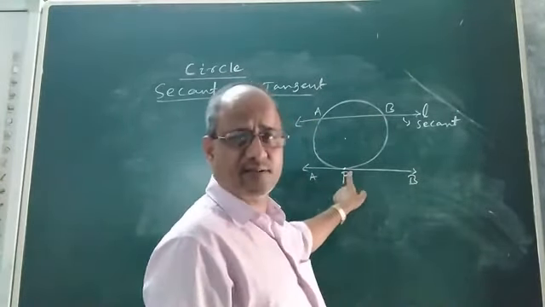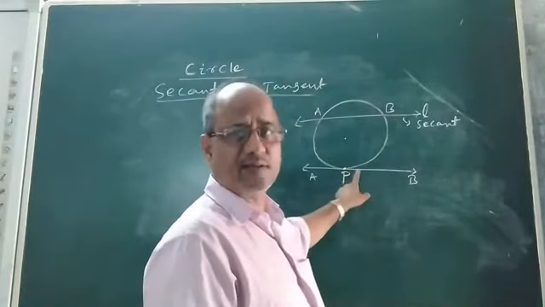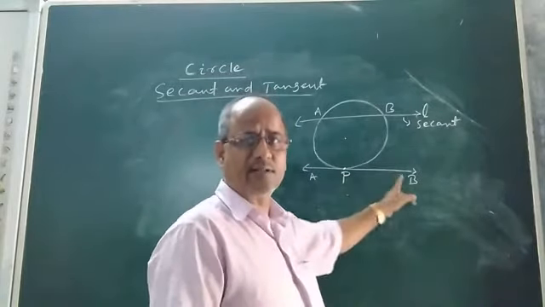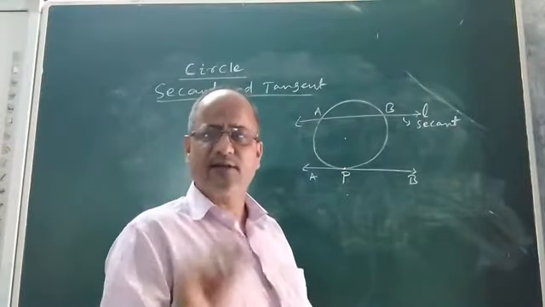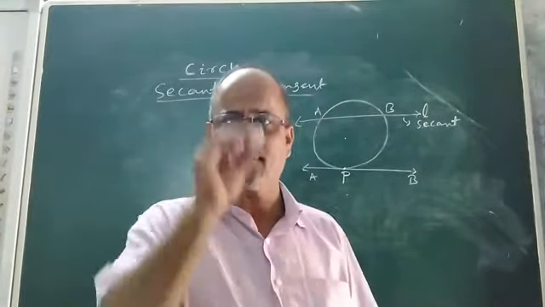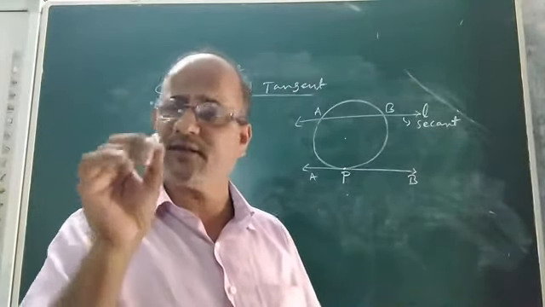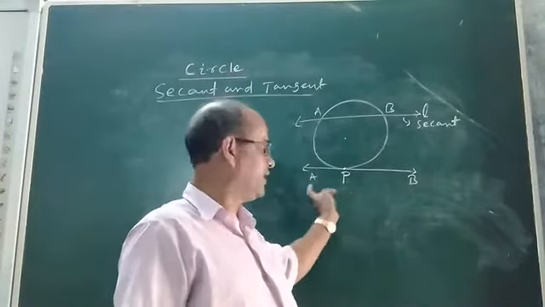Now it has touched the circle. The line AB has touched the circle in exactly how many points? 1 point. P is the point through which the line AB passes. So this line we call a tangent. Children, the concept of tangent you know from physics also. In physics, in circular motion, I hope you must have read about tangent, tangential acceleration, etc. Here AB is a tangent.